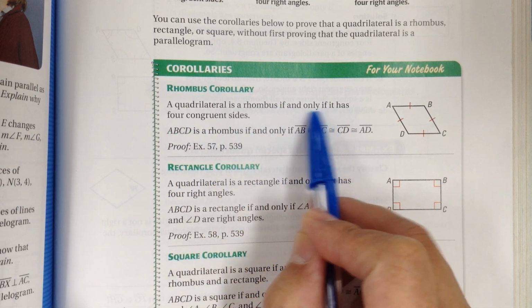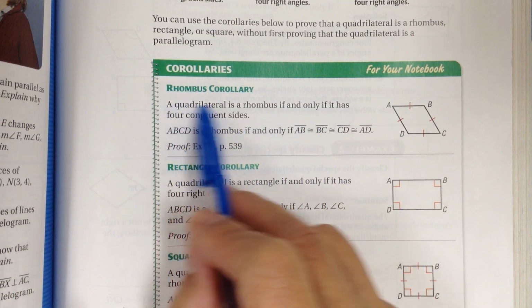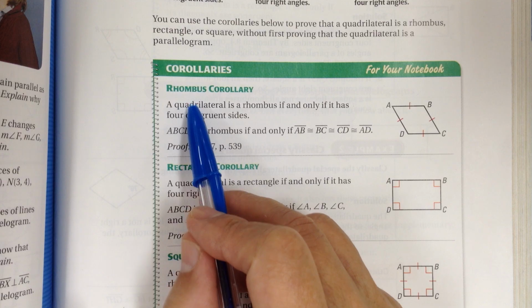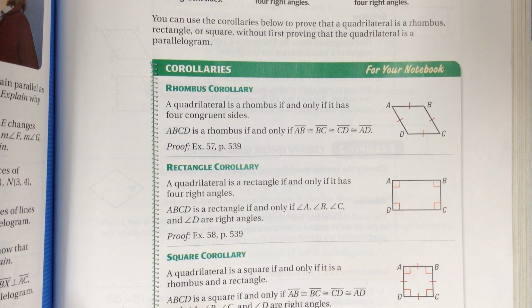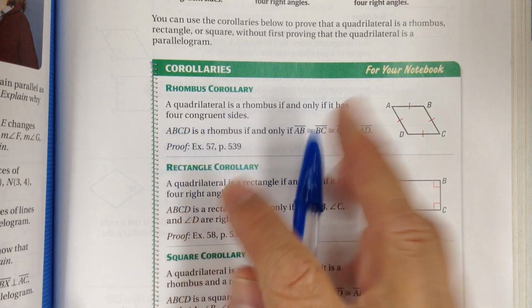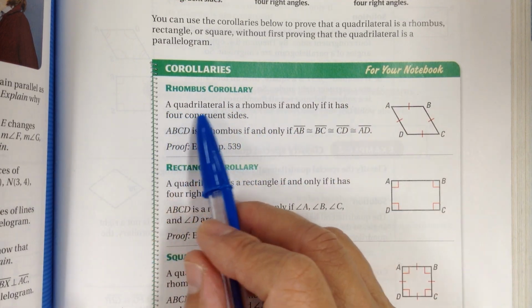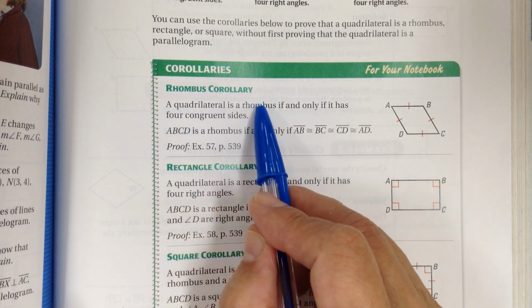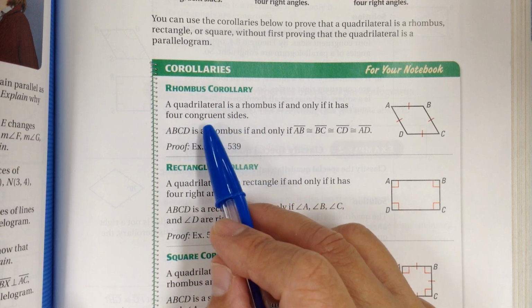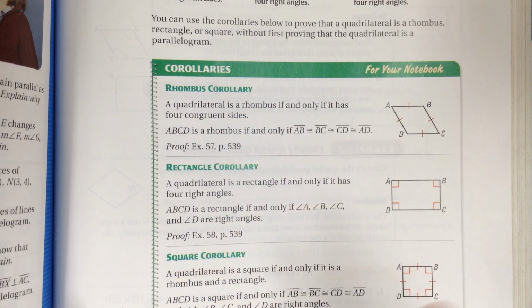Now, if and only if means it's biconditional. Biconditional means the forward is true and backward is also true, because some conditional statements are not true if you reverse them. But if and only if means if you go forward it's true, and if you do the converse, going backward is also true. So what it's saying is that if it's a rhombus, it has four congruent sides, and if it has four congruent sides, then it's a rhombus. So both ways are true.